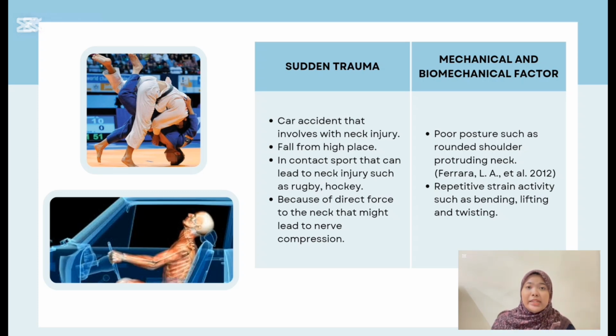I will talk about the mechanical and biomechanical factors. This happens in our daily life because of sitting for long hours on the chair. Our posture will contribute to rounded shoulders and then a protruding neck. Also it will lead to this cervical radiculopathy. And then we have repetitive strain activity. Why does this happen? Because of bending, lifting and twisting.